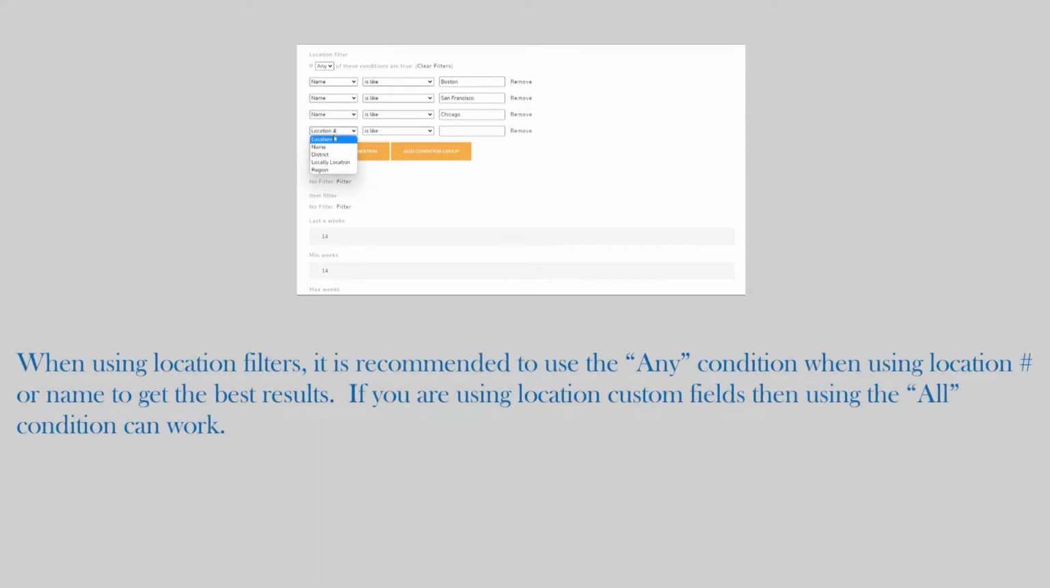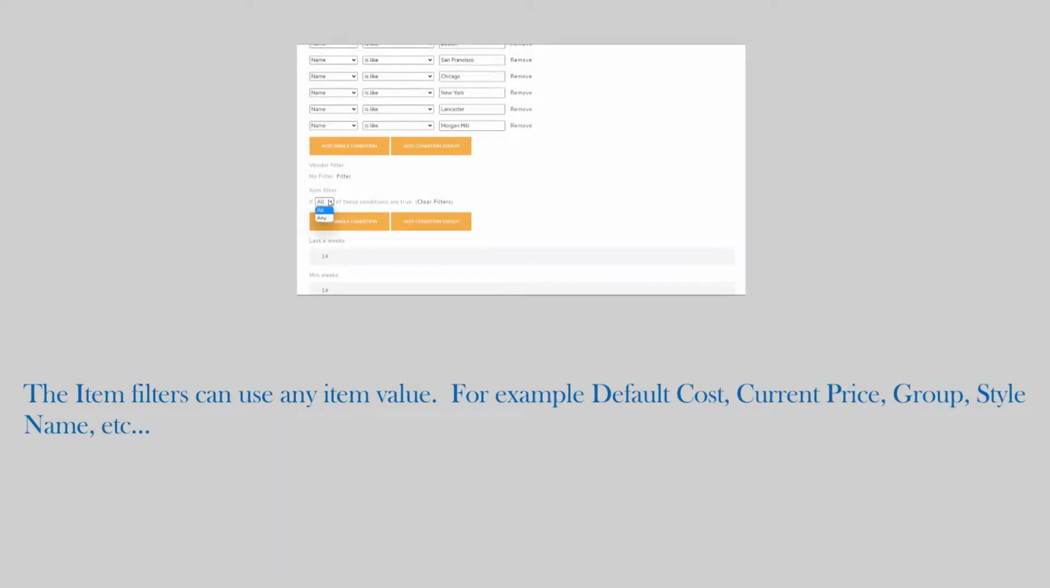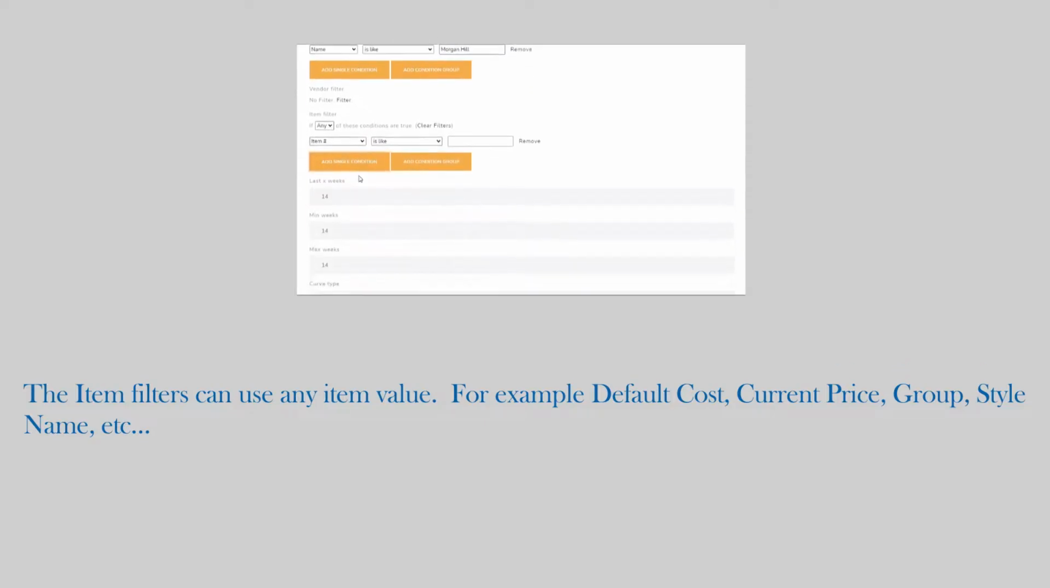When using location filters, it is recommended to use the Any condition when using location ID or name to get the best results. If you're using location custom fields, then the All condition can work. The item filters can use any item value. For example, default cost, current price, group, style name, and so forth.